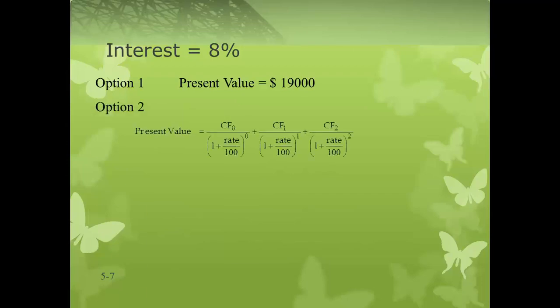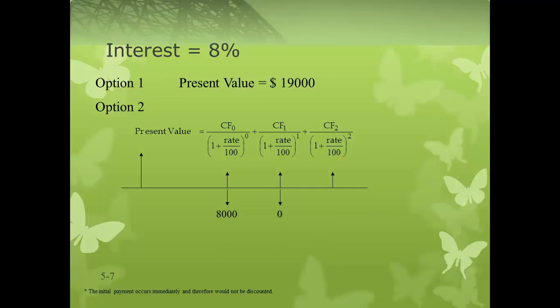In the second option, we have to calculate the present value using the cash flow formula, and the rate in the denominator is 8%, 8 over 100 or 0.08. Are we paying something up front? Apparently we are. Let's see how the cash flows look. We're paying $8,000 upfront, and that will be divided by 1 plus rate to the power 0. Anything to the power 0 is 1. So the present value of 8,000 payable today is 8,000.